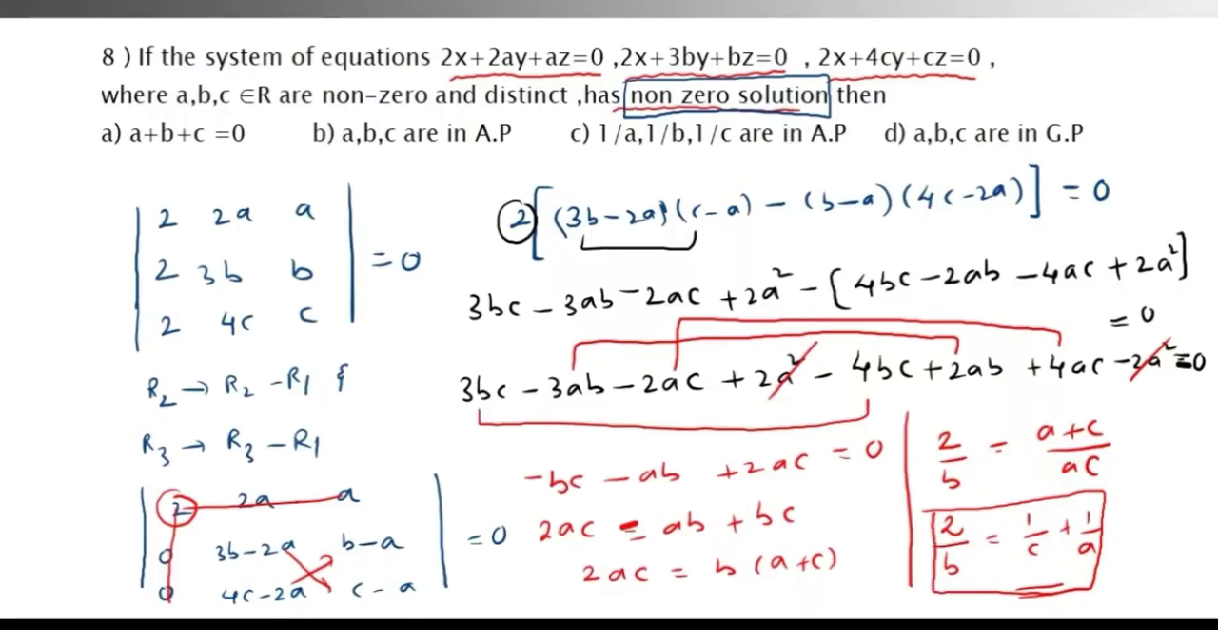The reciprocal of elements in harmonic progression is equal to arithmetic progression. So based on the options, we can conclude that the third option, 1 by a, 1 by b, 1 by c are in AP. So if 1 by a, 1 by b, 1 by c are in AP, then a, b, c are in HP, then the condition will exist. So the final answer is the third option.